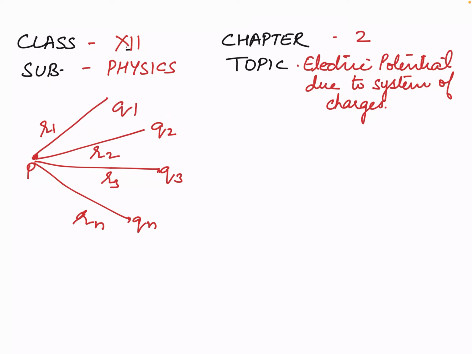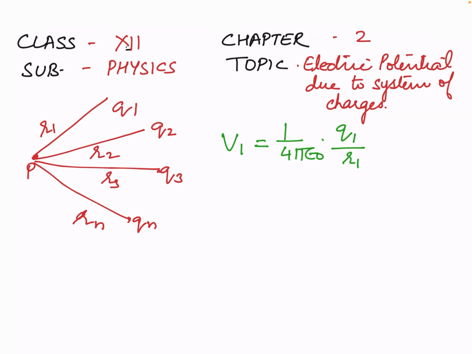Now we have to calculate the electric potential at point P. So we have n number of charges, q1, q2, q3, qn, and the distance of these charges from point P is r1, r2. Now electric potential at point P due to charge q1 is say V1, and this will be equal to 1 upon 4 pi epsilon. We have the formula V is equal to 1 upon 4 pi epsilon Q by R. So this becomes 1 upon 4 pi epsilon Q1 upon R1.